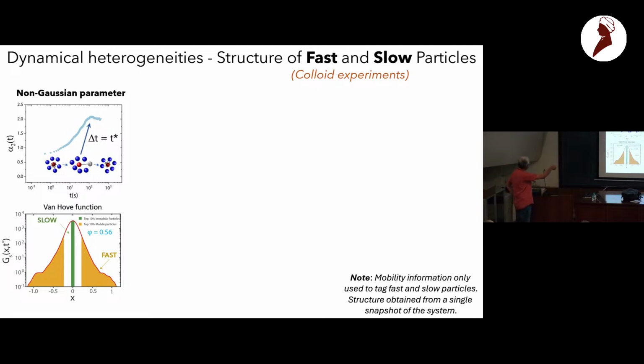So what we do is we find out the time at which it breaks out of a cage. That's my non-Gaussian parameter. And at that particular time, T star, you identify the slow and fast particles. So we identify the top 10% slow and fast. And then we tag all particles in my fluid as fast and slow within the 10% cutoff. And please note that the mobility information is used only as a label on the particle.